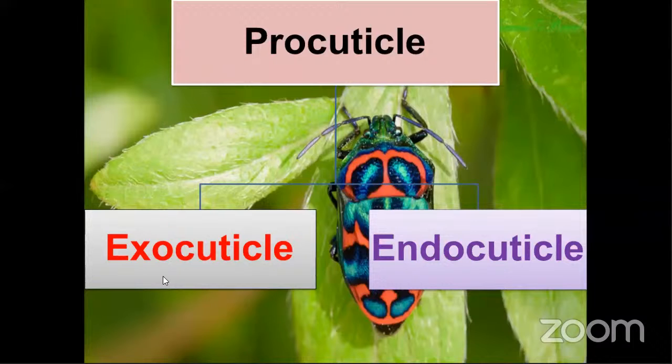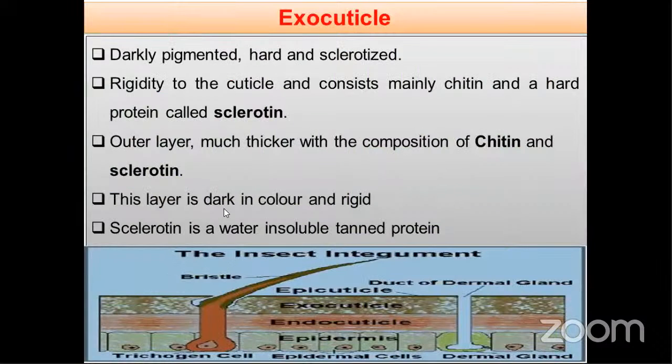Sclerotin is present in the exocuticle. Arthropodin is present in the endocuticle. You can see here the exocuticle is highly darkly pigmented, hard and sclerotized. It gives rigidity to the cuticle, and it consists mainly of chitin, and the hard protein sclerotin. Arthropodin is present in the endocuticle.